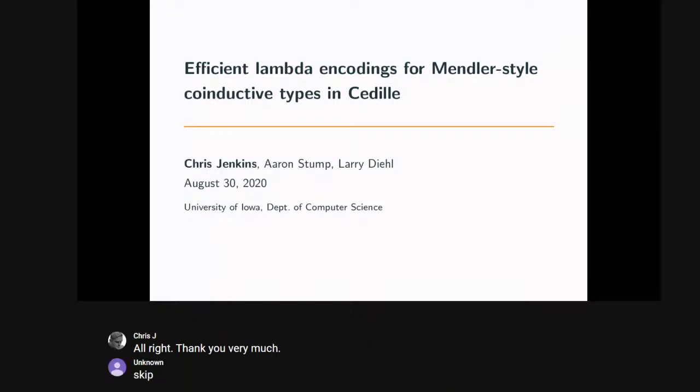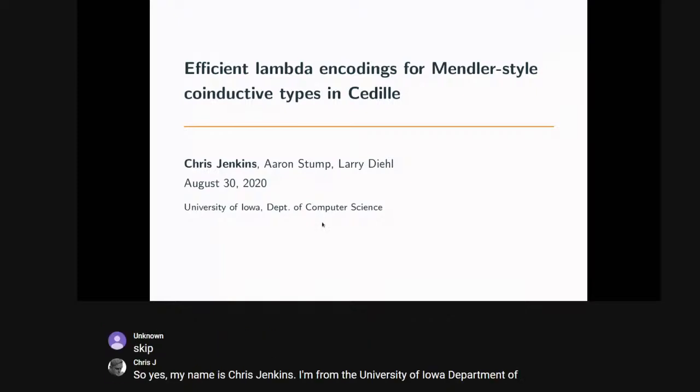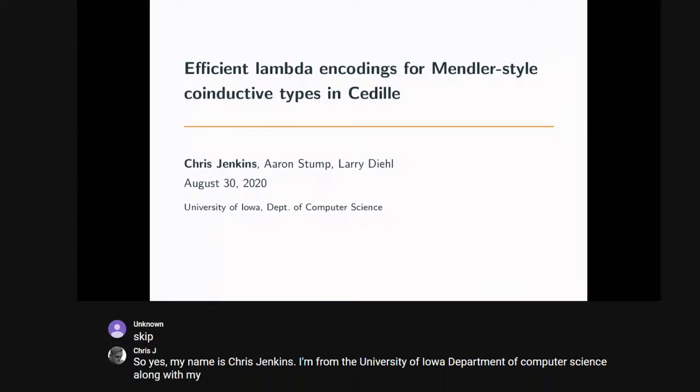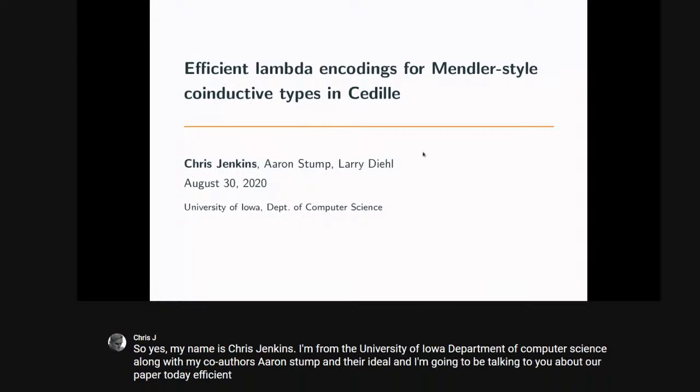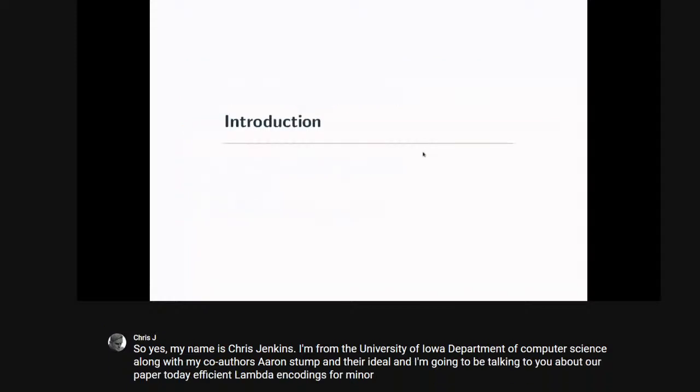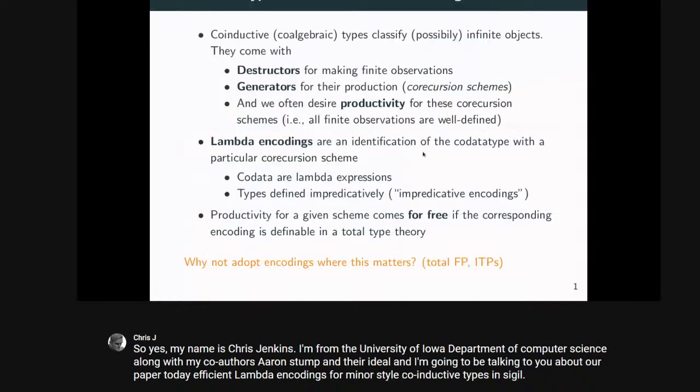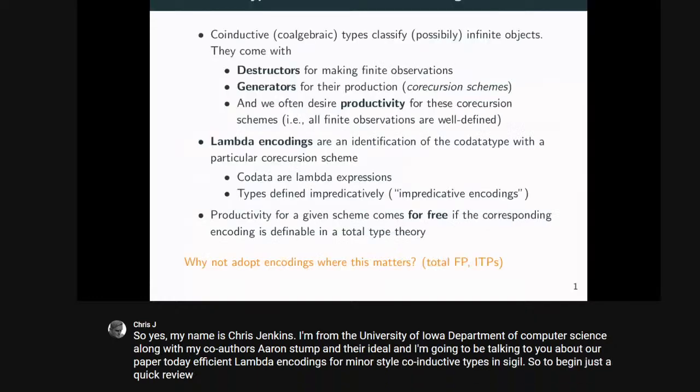So yes, my name is Chris Jenkins. I'm from the University of Iowa, Department of Computer Science, along with my co-authors, Aaron Stump and Larry Deal. And I'm going to be talking to you about our paper today, Efficient Lambda Encodings for Mendler-style Co-inductive Types in Cedille. So to begin, just a quick review of co-inductive types and their lambda encodings.